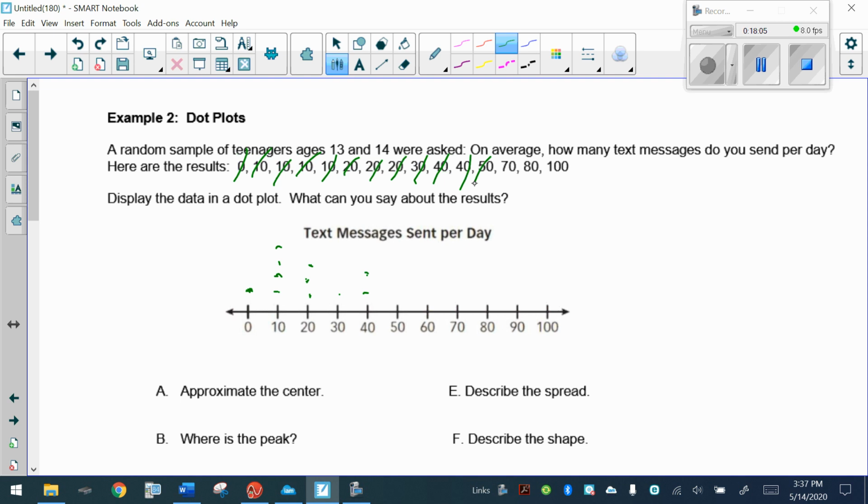I see 150, 170, 180, and 100. All right.